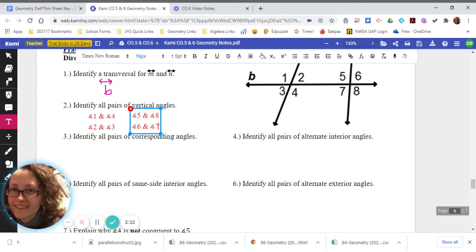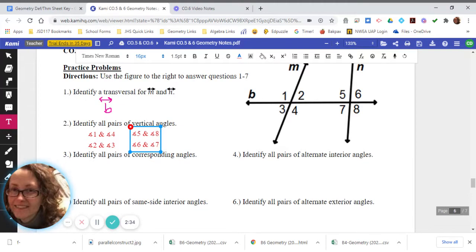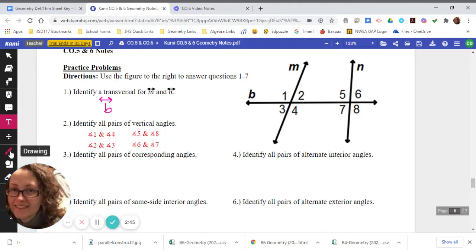Now I want to identify all pairs of corresponding angles. Corresponding angles are going to be on the same side of the transversal in the same location. So let's go ahead and look at angle 1 here. If I pick out angle 1, I want to identify an angle that is on the same side of the transversal. So my options are either 2, 5, or 6. Those are all on the same side of the transversal. But I also want it to be in the same spot as my angle 1. So that is actually going to be over here.